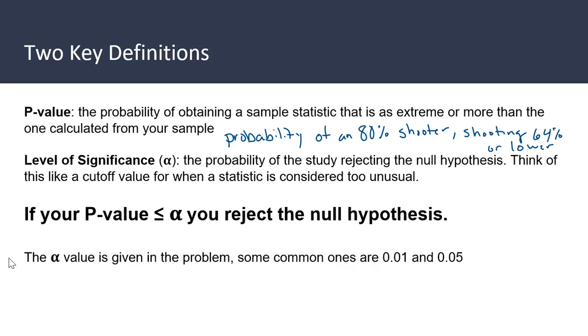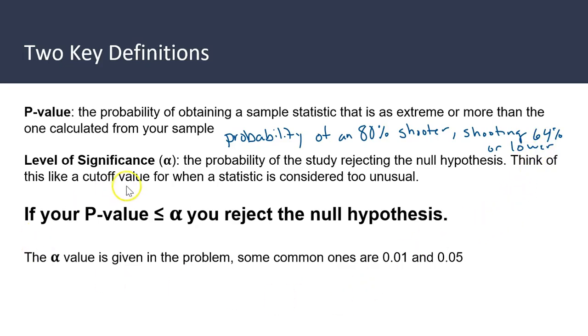So we know if someone is an 80% shooter, they're not always going to shoot exactly 80%. They might shoot a little bit higher some days, they might shoot a little bit lower some days. The 80% is an average. So the p-value is the probability that an 80% shooter shoots 64% or lower.